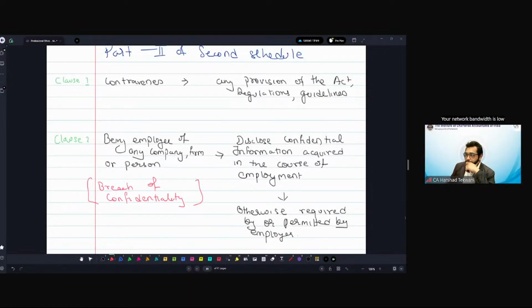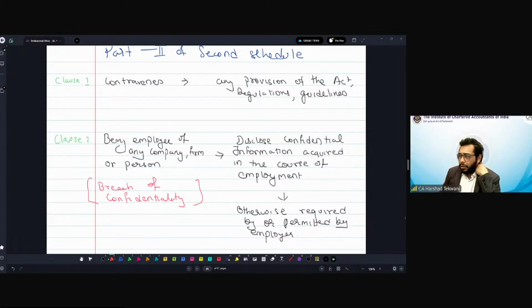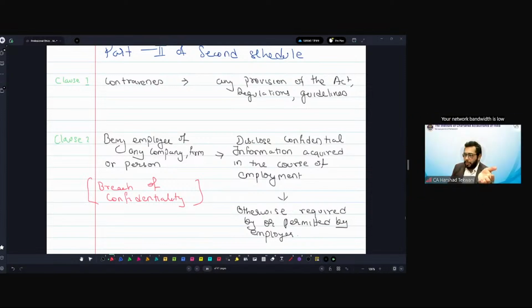But there is no word confidentiality in part 1, clause 1. Sorry? The word confidentiality is not there. The word confidentiality is not there, but if you disclose any information, now see, which one you are not supposed to disclose. It means that you are disclosing information without the permission of the client, which you are not supposed to disclose. That is a confidentiality.